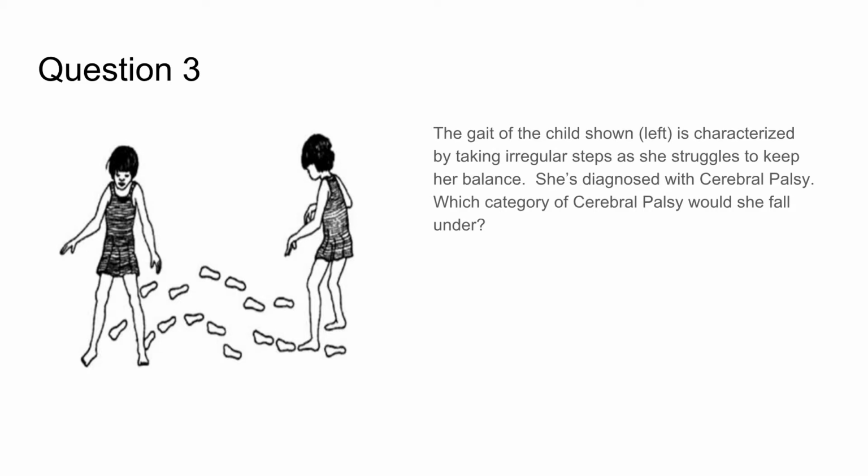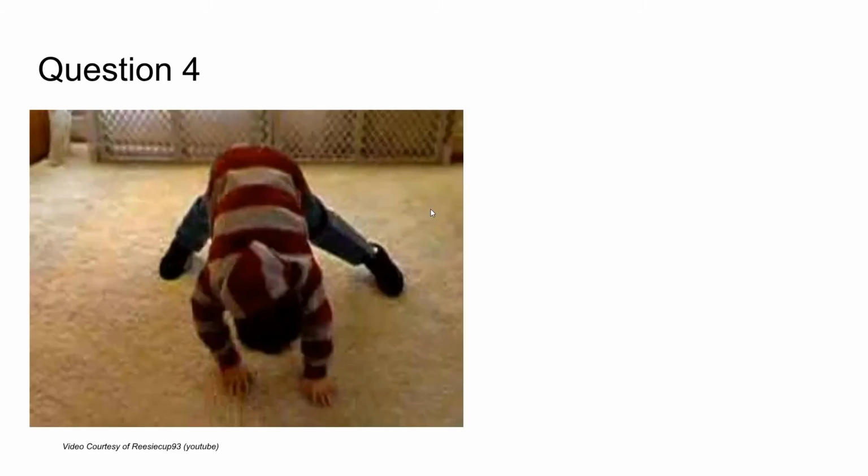Gait of the child shown left is characterized by taking irregular steps as she struggles to keep her balance. She's diagnosed with cerebral palsy. Which category of cerebral palsy would she fall under? If you want to pause the video and answer, it's fine. But just the keyword here is balance. So the answer would be ataxia or ataxic cerebral palsy.